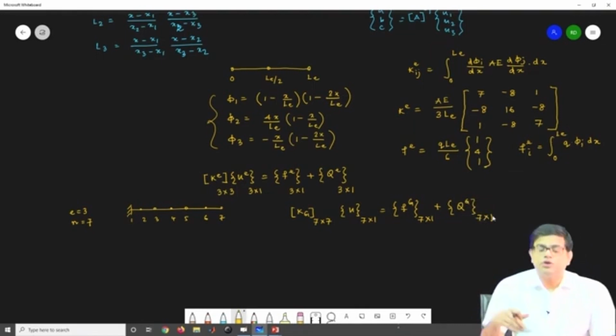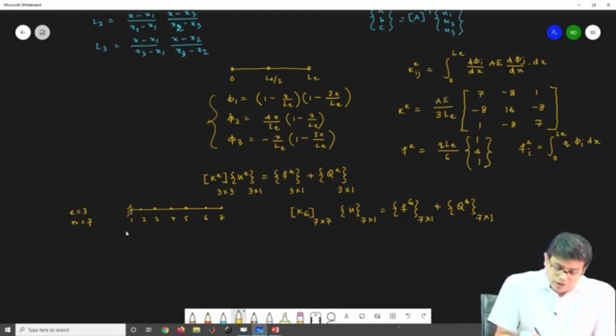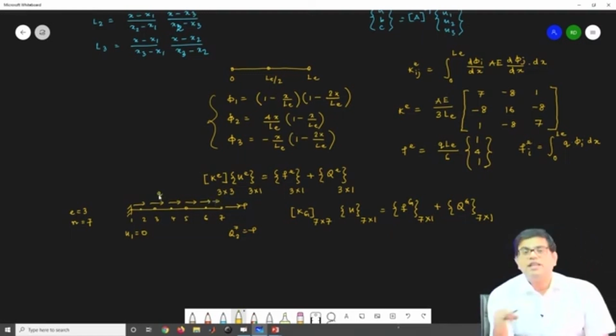And the rest of the procedure, how you will apply the known boundary conditions. Here at this point it is fixed, so u1 is known to us, u1 is 0, and at this point there is a load P, so q7 2 is known to us, which is P, and then the body force is given to this, which is q. Now this is very similar to what we did in the previous case.